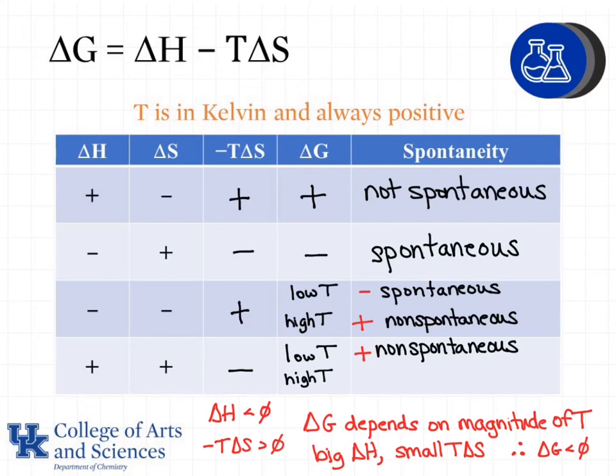If we have a high T, the T delta S term will have a large magnitude or a high value, and it will be greater than the magnitude of the delta H term, so the negative T delta S term will as a result predominate the value of delta G, so we will get a negative delta G, which will be a spontaneous reaction.